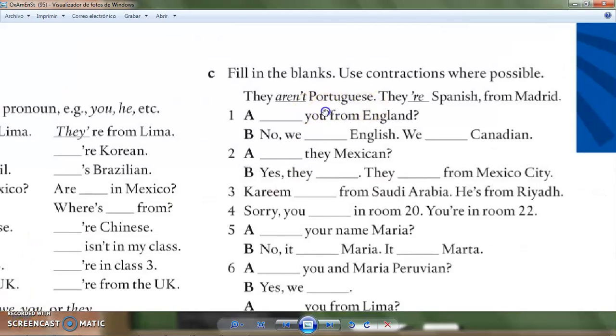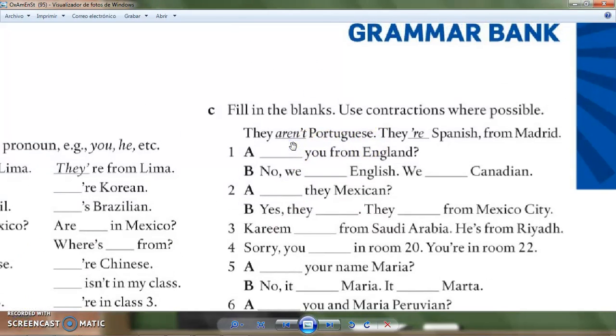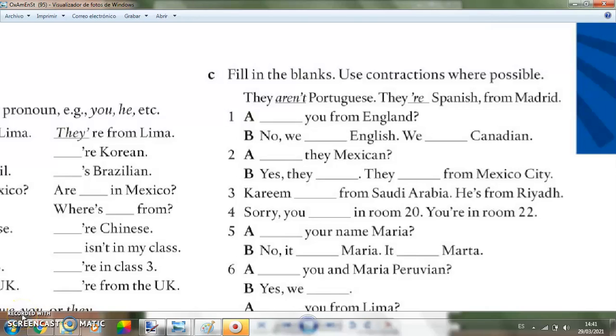The last part is to use the verb to be and contractions when they are possible. For example, this. They aren't Portuguese. They're Spanish from Madrid. Why are we using aren't? Because here we have the correction. They are telling us that they're Spanish, from Madrid. That's the reason we are using aren't, the negative way, because we have a correction. For such a reason, you need to pay attention to what the sentence is saying here.